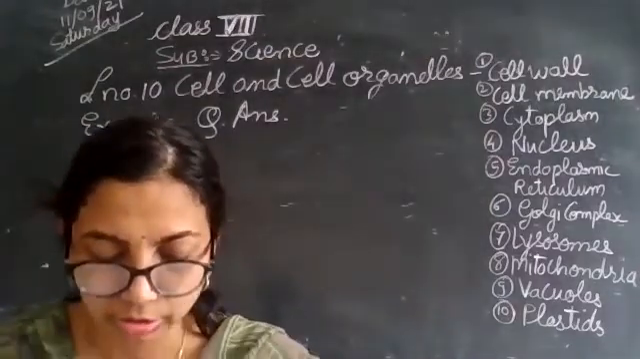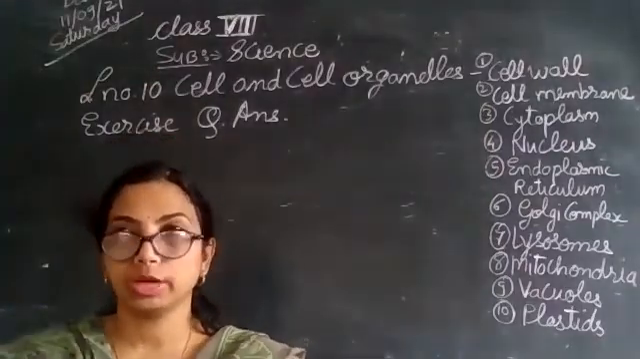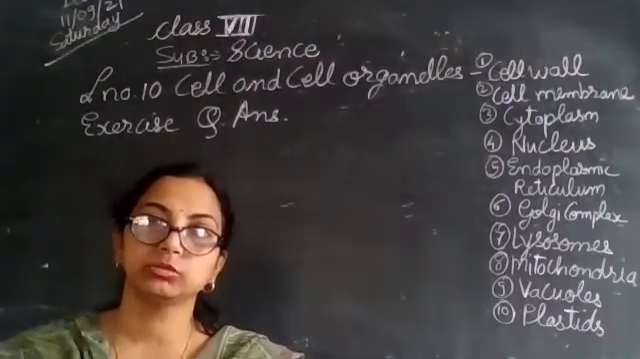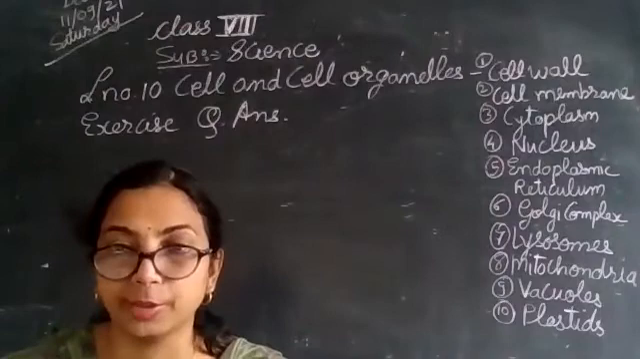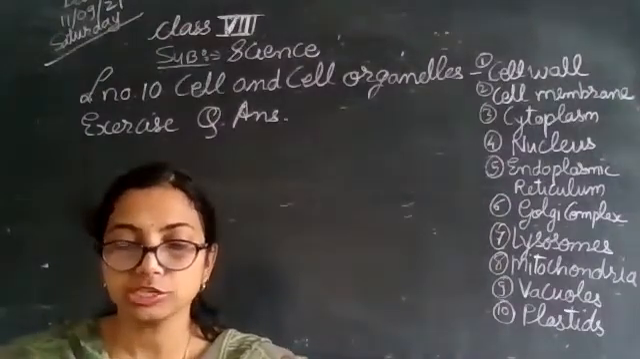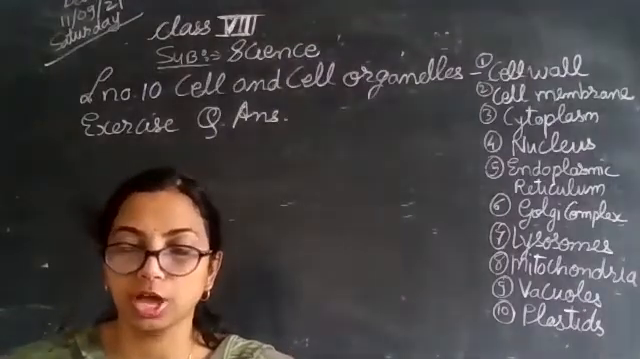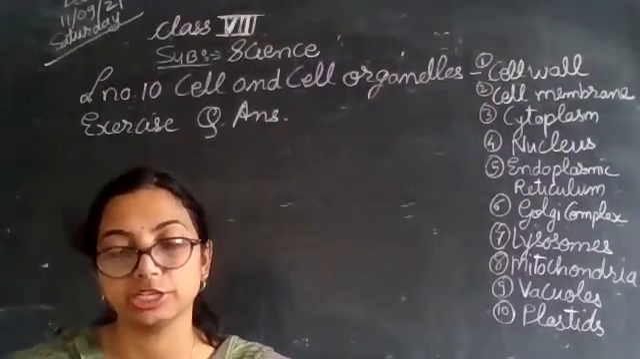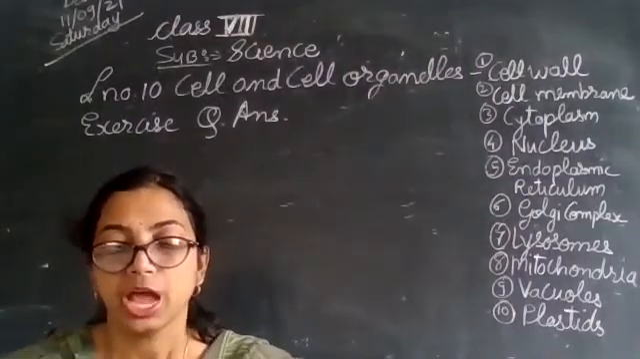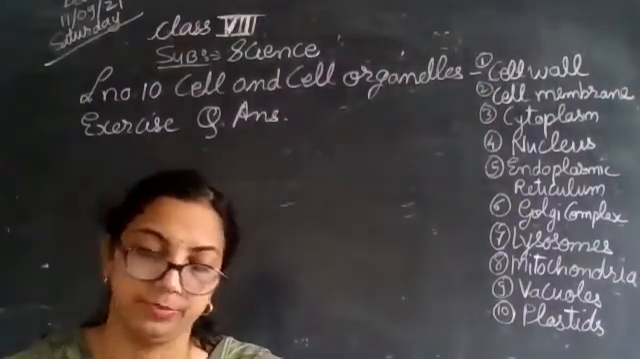Okay, fourth one, I am chemical factory of the cell. This is where chemicals undergo reactions and produce energy in the form of ATP. So the answer to this is also mitochondria. Mitochondria is the powerhouse of the cell. It is the ATP producing factory, and it is also called the chemical factory of the cell.